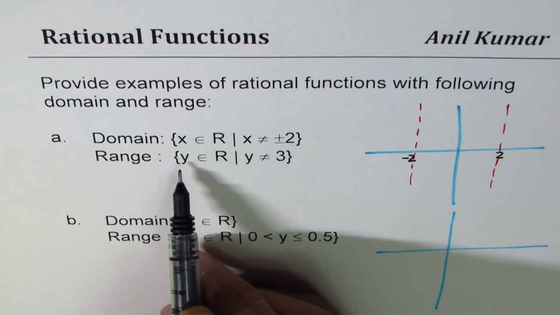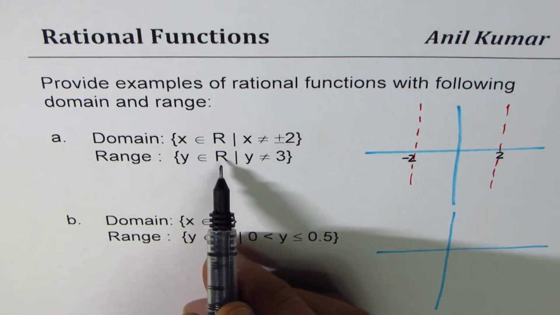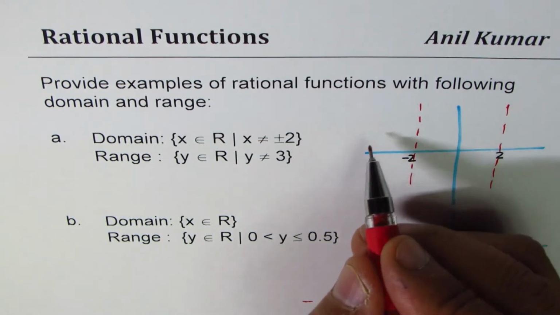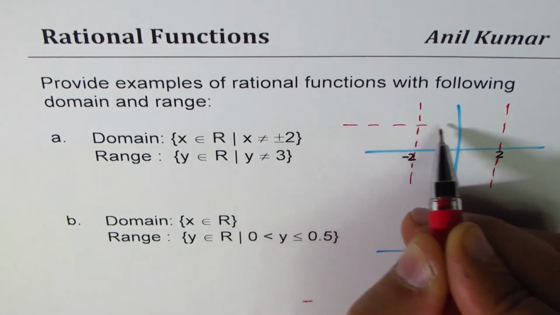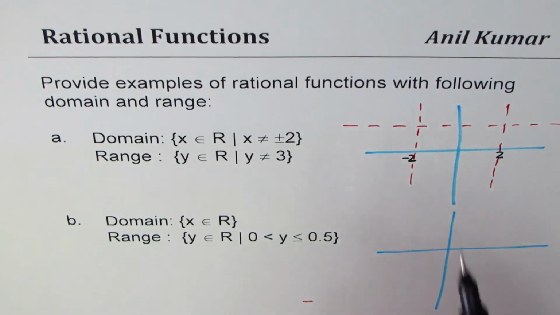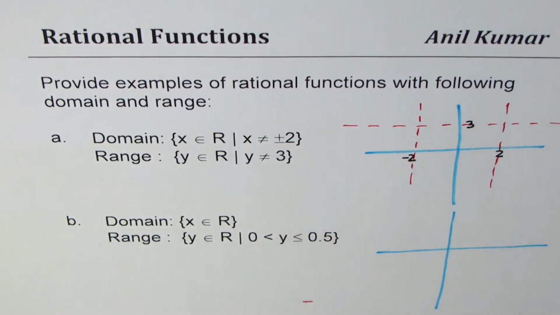Now we say that range includes everything but not 3. So we could have a horizontal asymptote, y equals to 3. Does it make sense to you? Y equals to 3. So that will meet the conditions for the given function. Is it okay? So range is all real numbers, which does not include 3. That is one way of doing it.